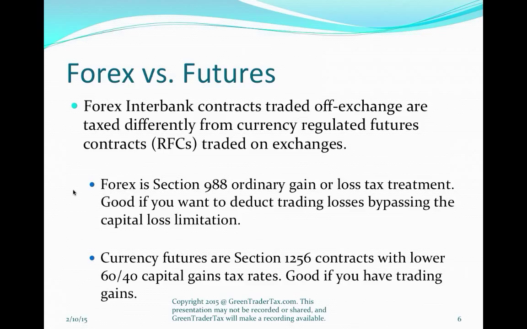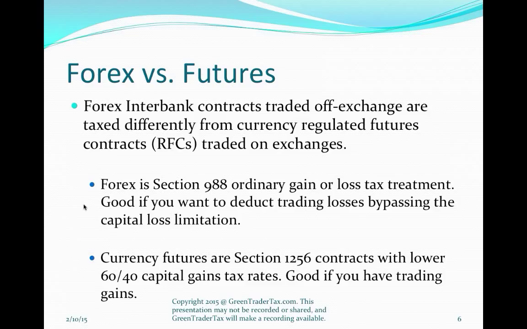So it's ordinary gain or loss because you can't give capital gains treatment to General Motors. It's part of their ordinary course of business. So ordinary gains are not as good as a long-term capital gain. Most traders have short-term capital gains taxed at ordinary rates. But ordinary losses, anytime you hear that, when it comes to the tax world, if you hear ordinary losses, that's a good thing. It's good if you want to deduct trading losses bypassing the capital loss limitation.